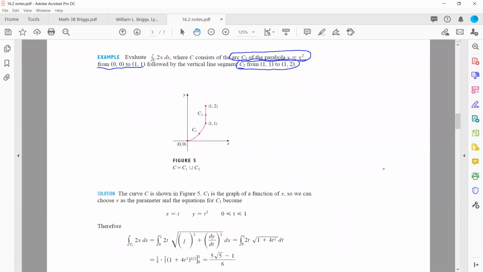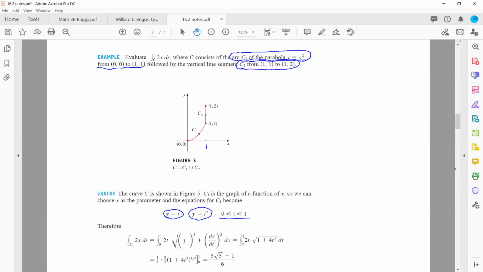Let us calculate the integral along C sub 1. So the integral of 2x over C sub 1 is equal to, note that y is equal to x squared. You can take x to be t, so y is equal to t squared. And t ranges between 0 and 1. t is equal to x. My x starts from 0 and stops at 1. So my t ranges between 0 and 1.